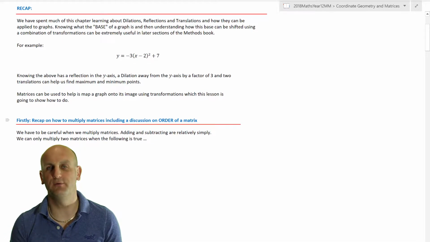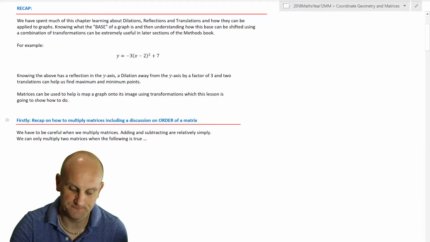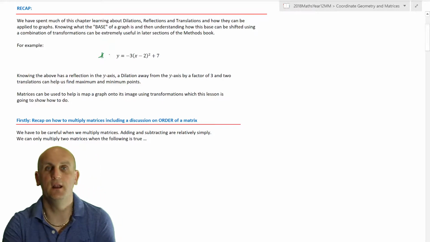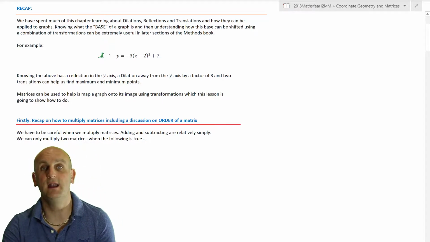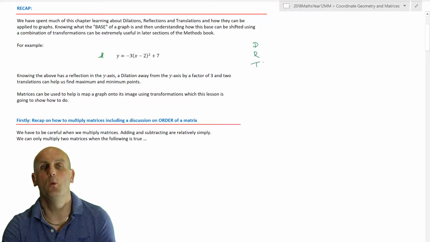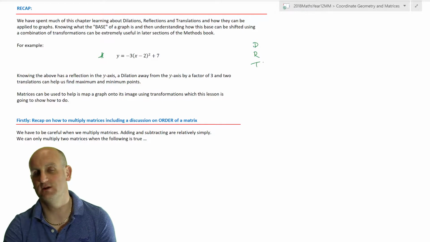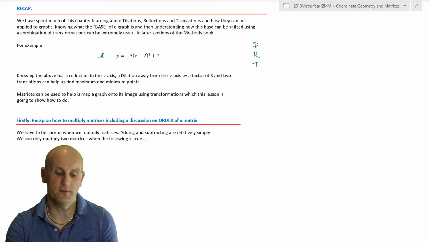In the lessons we've done previously, there is that whole idea that we can write equations that are nothing more than a series of dilations, reflections, and translations. So when we look at an equation, if we know which bits stand for a dilation, which bits stand for a reflection, and which bits stand for a translation, then that's half the battle.